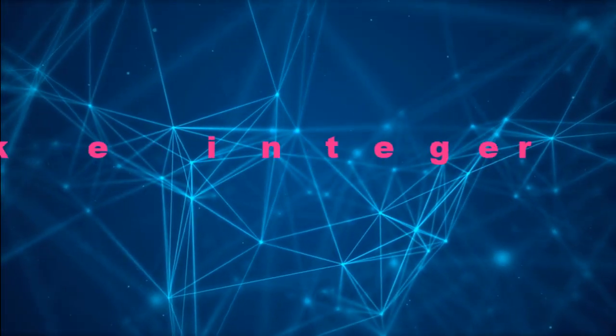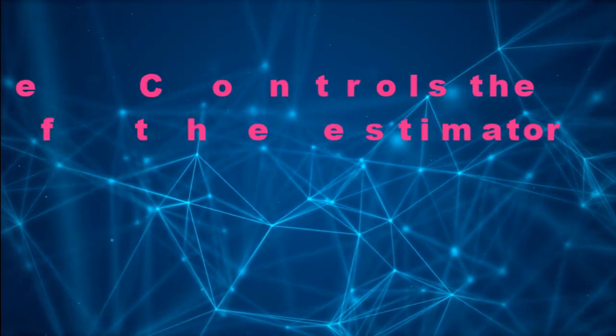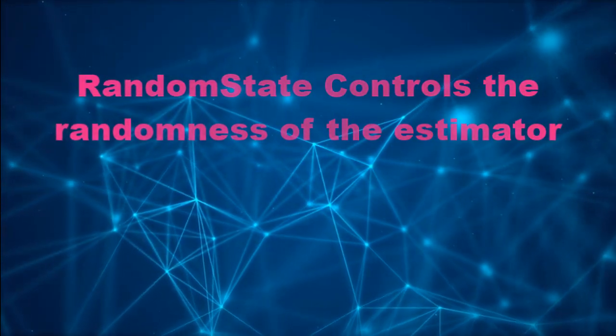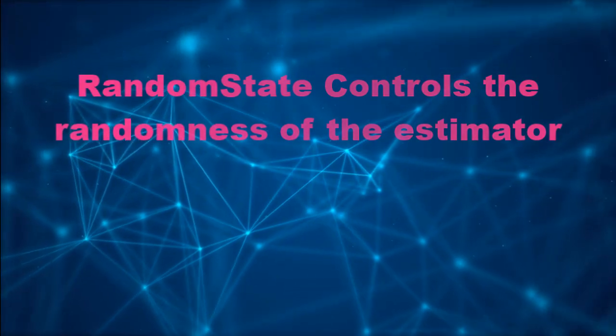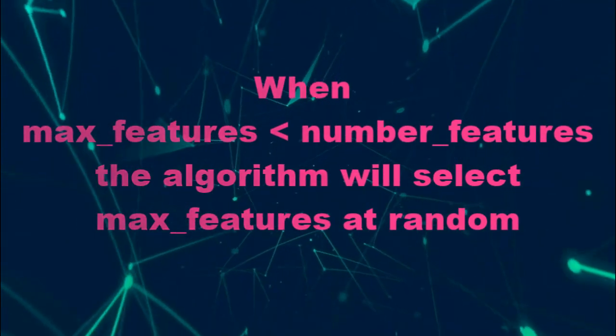Random state can take integer values. Random state default value is none. Random state controls the randomness of the estimator. The features are always randomly permuted at each split.